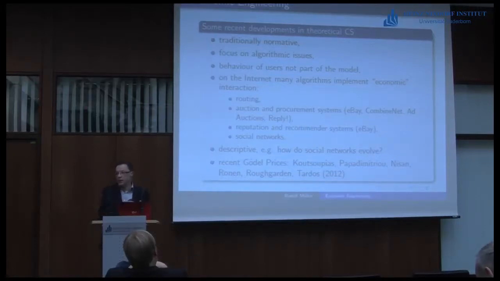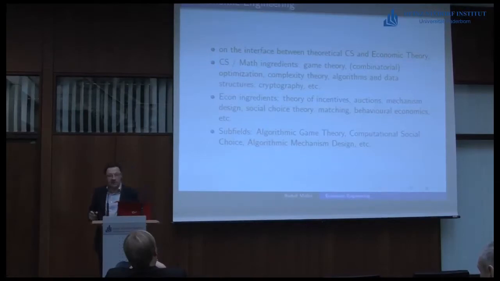So you see a move from economics into computer science and the other way around. Now, the term economic engineering is, for me, capturing that getting closer in a good way. It's on the interface between theoretical computer science and economic theory. From computer science and mathematics, the ingredients are game theory, combinatorial optimization, complexity theory, algorithms and data structures, even up to cryptography and more.